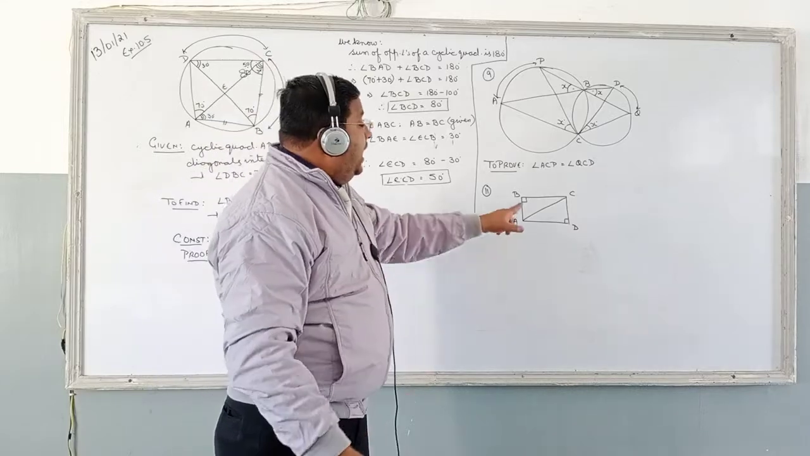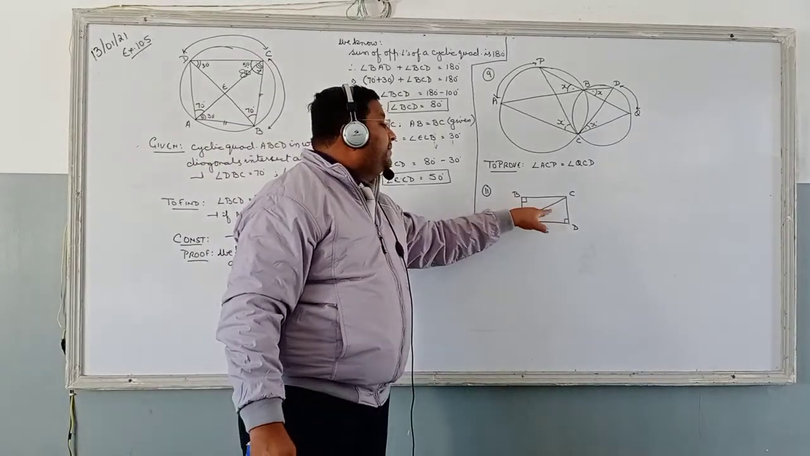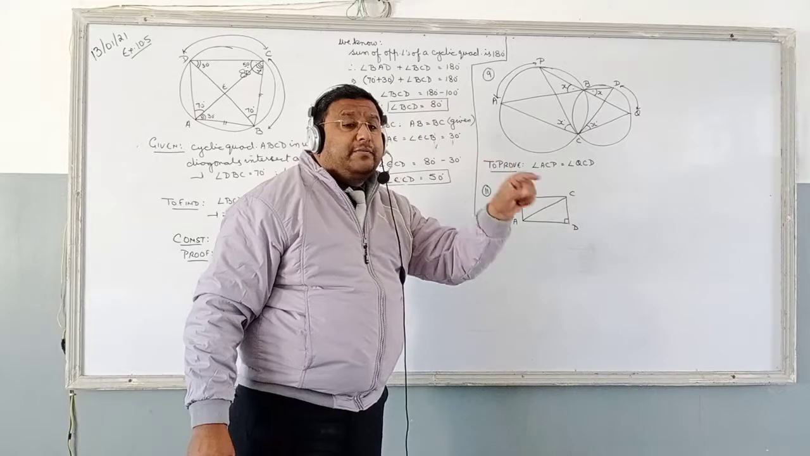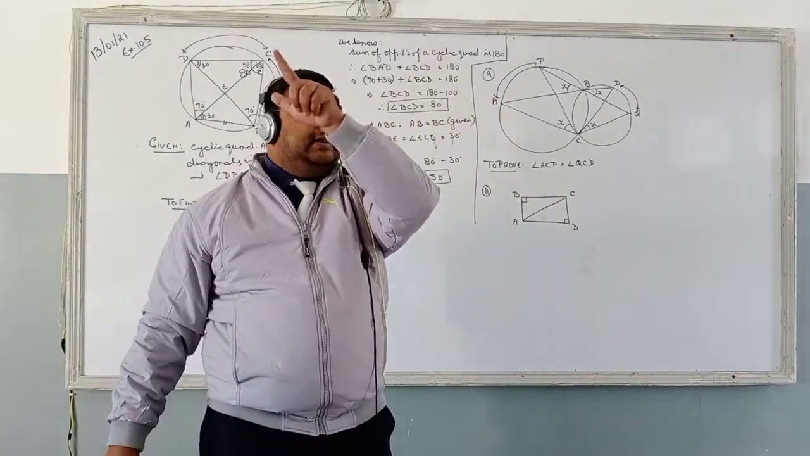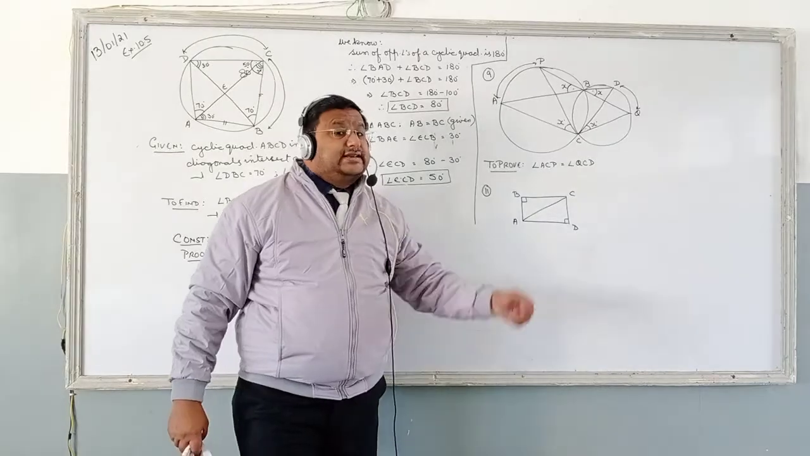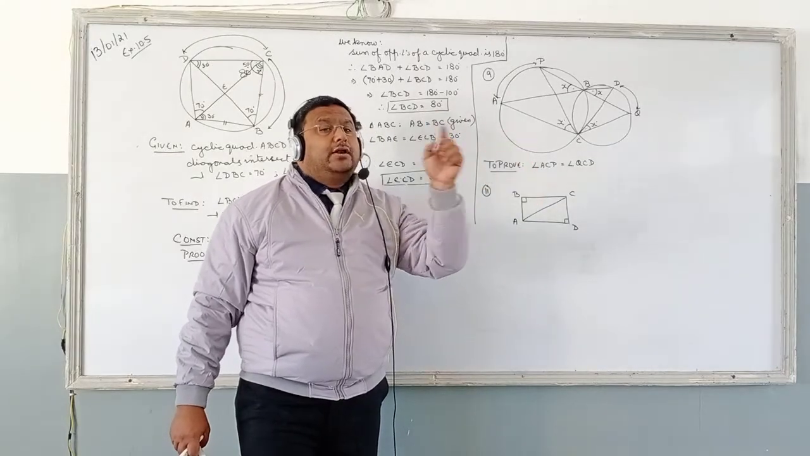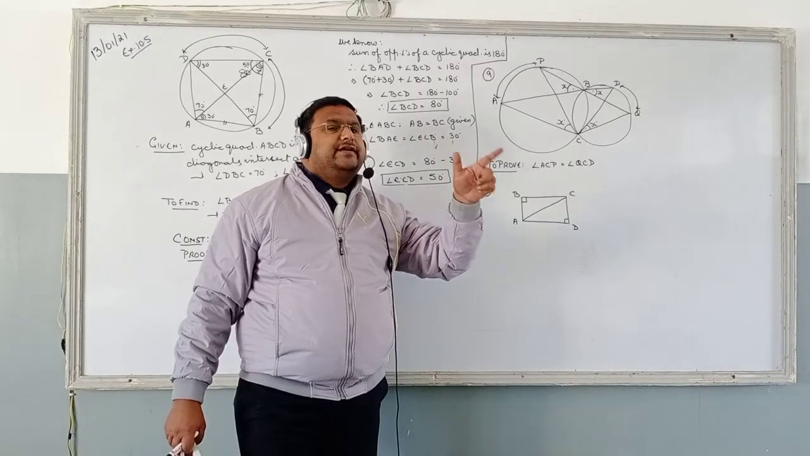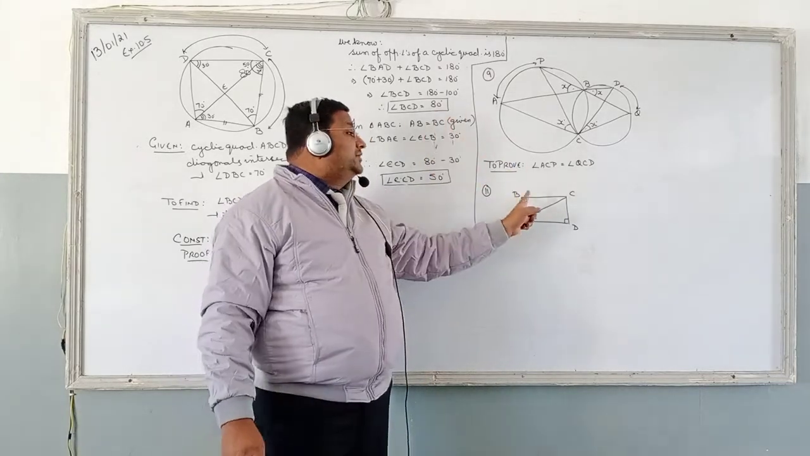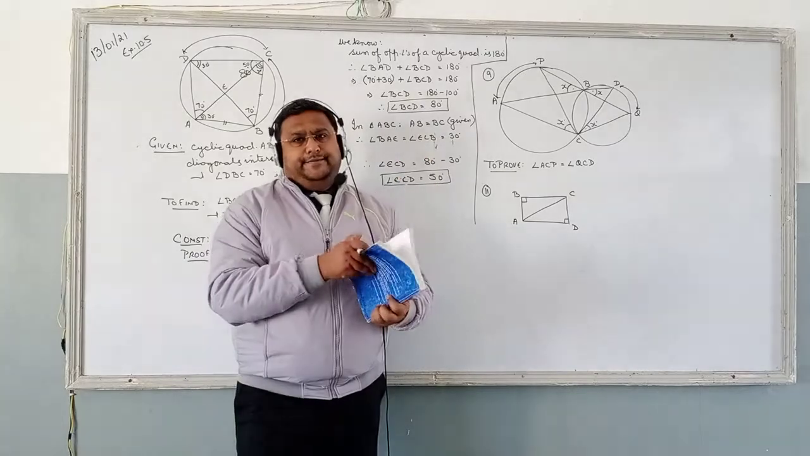So why are opposite angles giving me the sum 180? That means the vertices are on the circle. Yes or no? So in other words, I can say square, rectangle, both of them are cyclic quadrilaterals. Why? Because opposite angles give the sum 180.